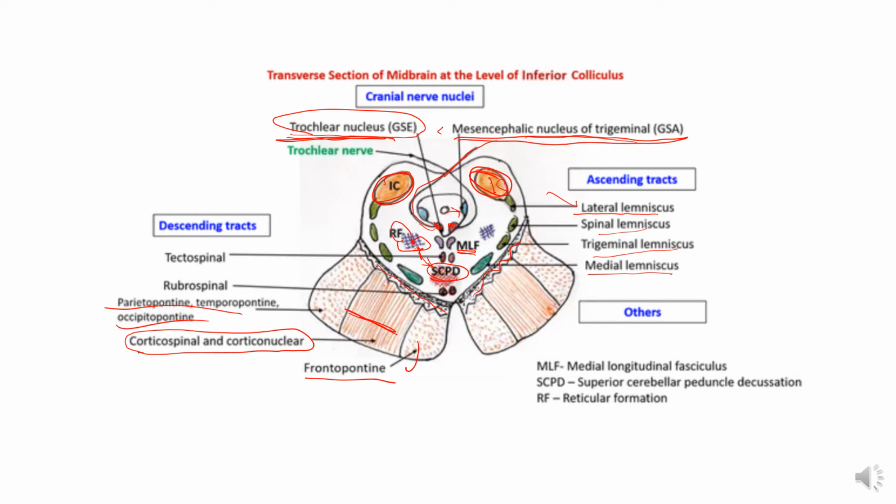So other descending tracts are the tectospinal tract and the rubrospinal tract. They are lying anterior and posterior to the decussation of the superior cerebellar peduncle.